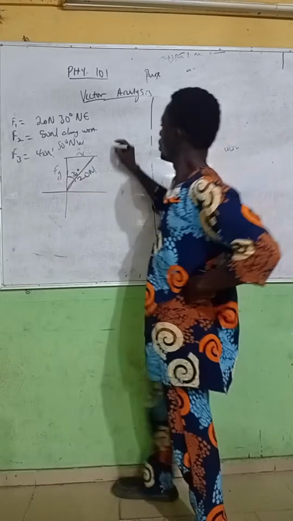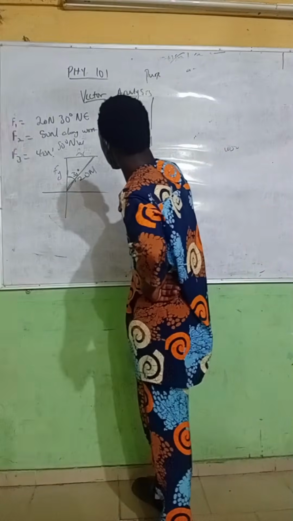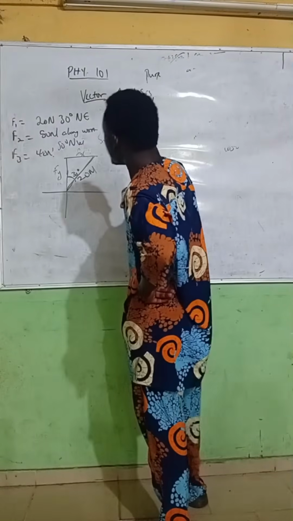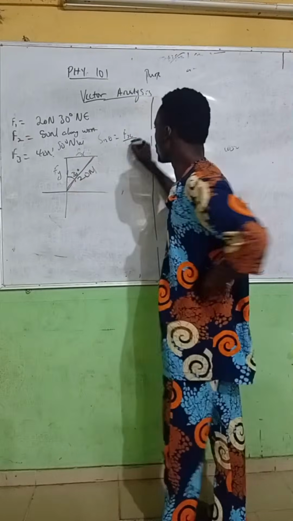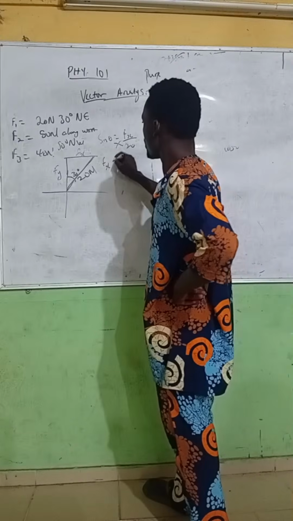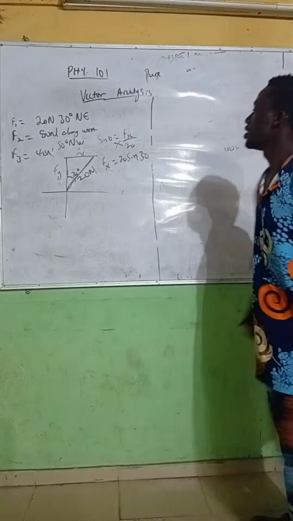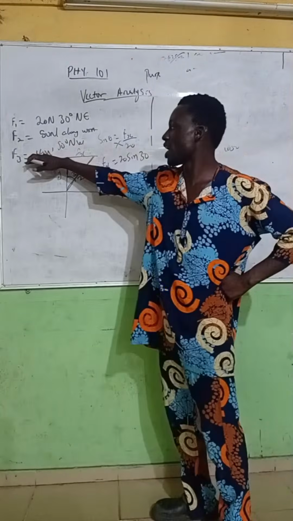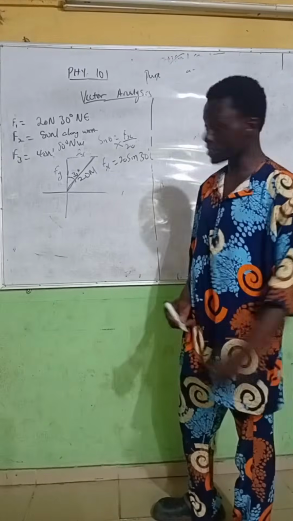Are we together? So sin theta equals to what? Opposite. What's our opposite? Fx, right? Over hypotenuse, 20 Newton. Isn't it? Cross multiply. Fx equals to what? 20 sin 30. And the fact that it's on the horizontal axis, our Fx is horizontal. So that's i, right? And it's positive.